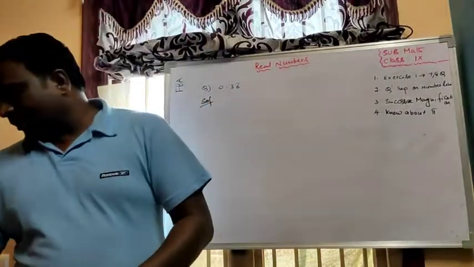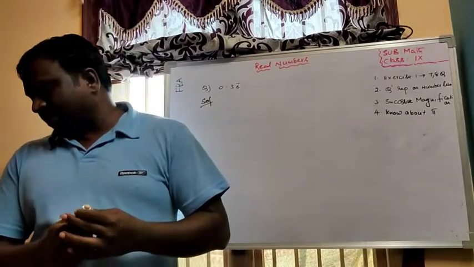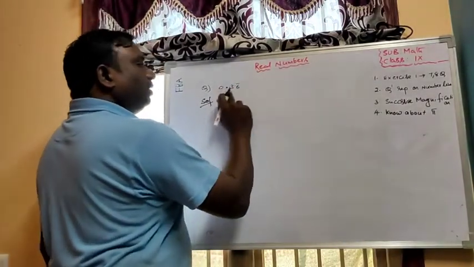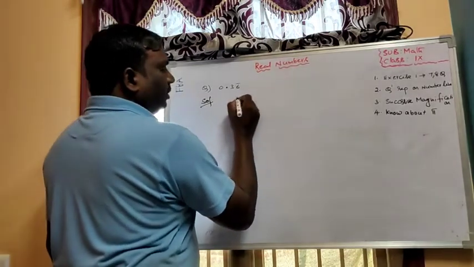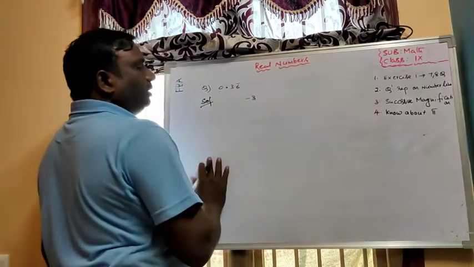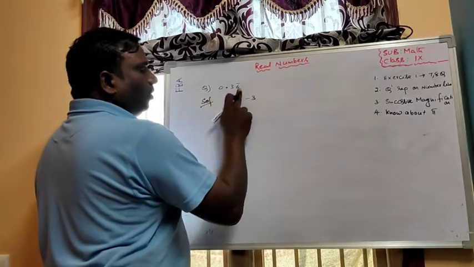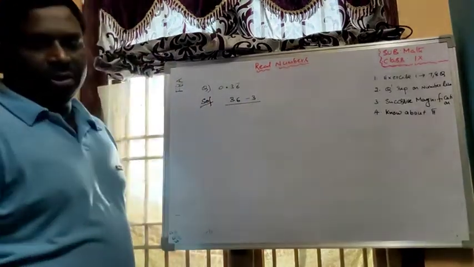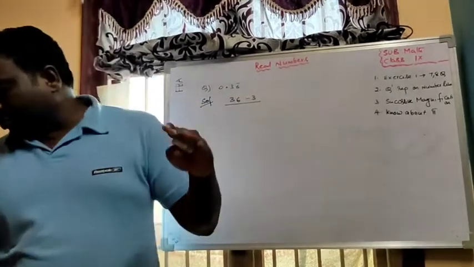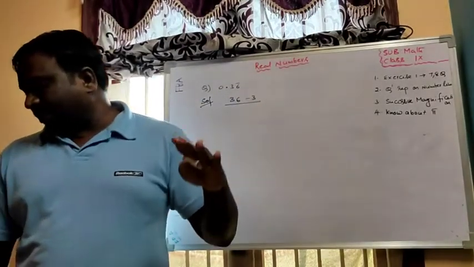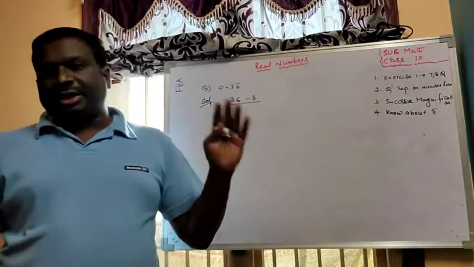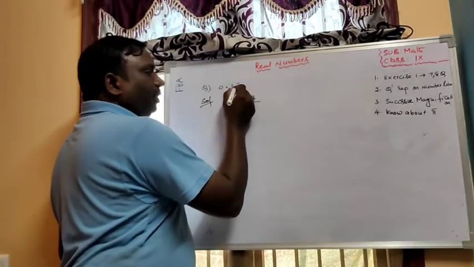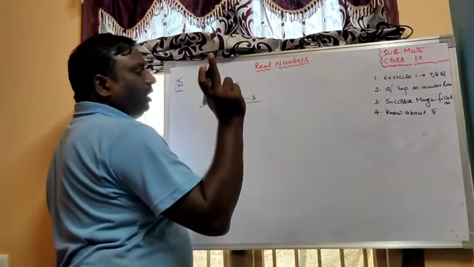The non-recurring digit is 3. You have to subtract the non-recurring digit from the total number. In the denominator, what you have to do? As many 9s as there are digits in the period. Period means only one digit is in the period.